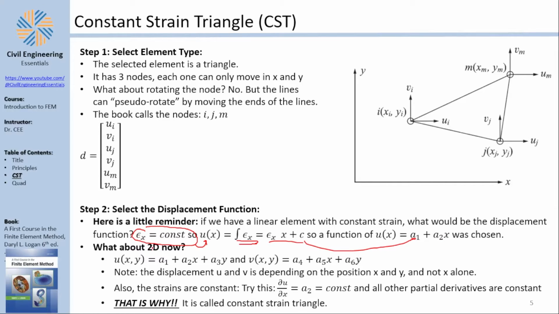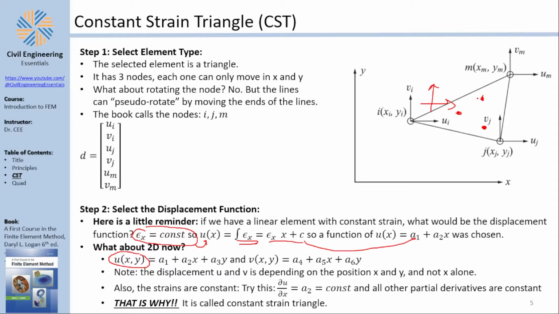What about 2D now? Well, in 2D, the u displacement is going to have coordinates for x and y, because you can calculate the movement of this point, the displacement, not strain, and the displacement of this point, and this point, and this point. The displacement of all those points depends on the position along the local x and the local y. Notice, I'm talking about the displacement, not the strain.